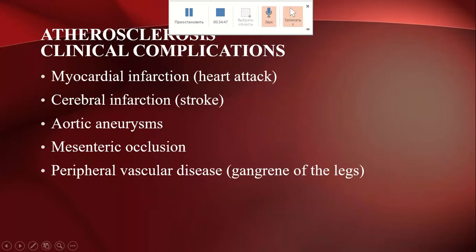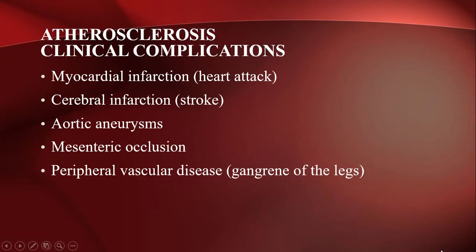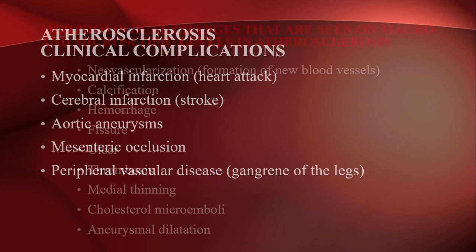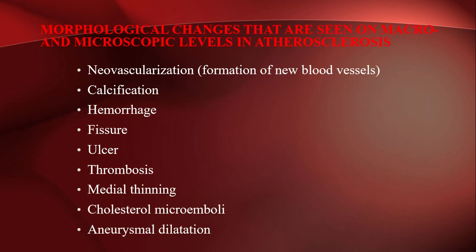The clinical complications of atherosclerosis are the myocardial infarction, cerebral infarction, aortic aneurysms, mesenteric occlusion, and peripheral vascular disease, such as the gangrene of the legs. Morphological changes that are seen on macro and microscopic levels in atherosclerosis are the neovascularization, the formation of new blood vessels, calcification, hemorrhage, fissure, ulcer, thrombosis, medial thinning, cholesterol microemboli, and aneurysmal dilatation.